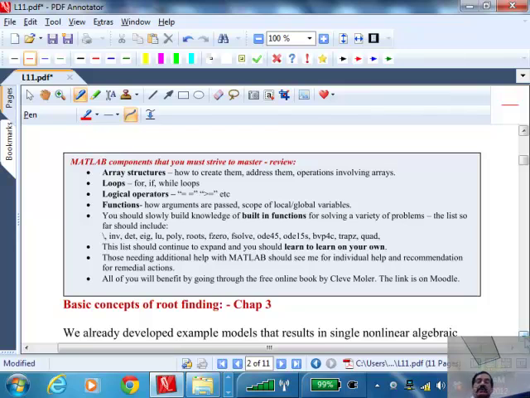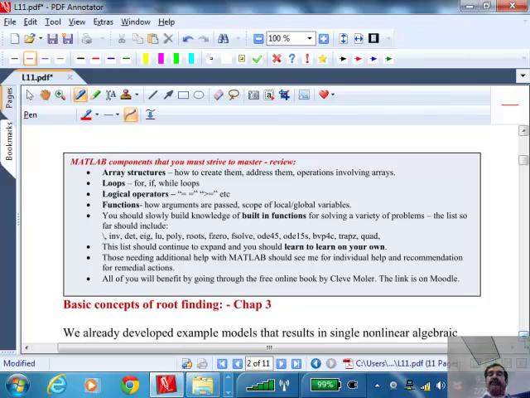And logical operators: equal to, double equal to sign, greater than or equal to, less than or equal to. What does it do? And how can you use that? And then functions, how arguments are passed, what is passed from one to the other, scope of the local and global variables, things like that you should know. And you should slowly build your expertise in the range of tools that are available in MATLAB.